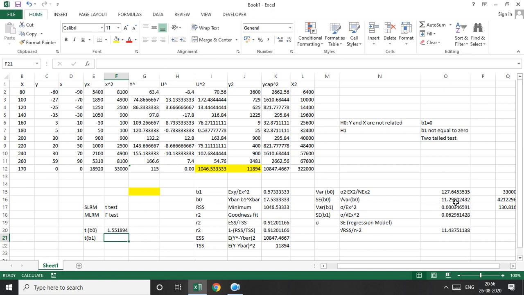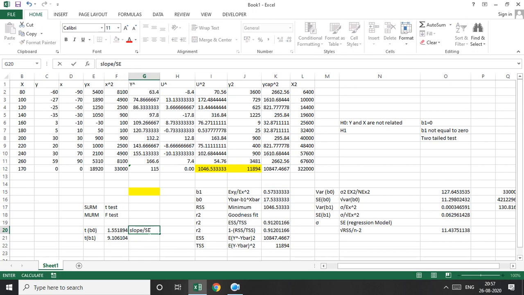Okay, so it is 1.55. In beta 1, this is the value divided by 0.062 something, which gives 9.106104. So the values are 1.551894 and 9.106104, or 9.10 something like that. So t values are nothing but your slope value divided by standard error.